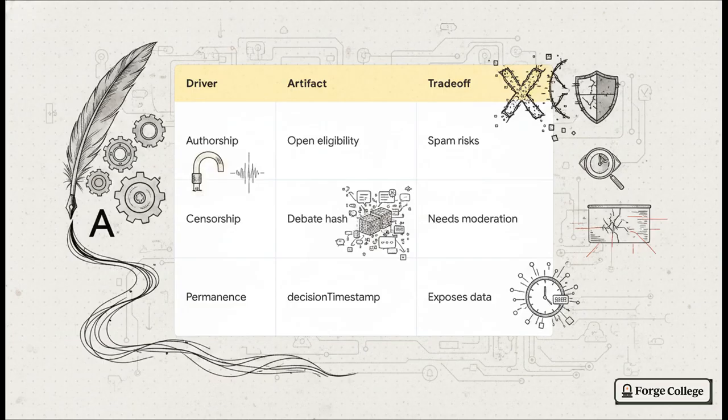Or look at minimal censorship. We want open debate, so we store a public debate thread hash. But total openness invites malicious garbage, which means, you guessed it, we suddenly need off-chain moderation. Every single philosophical choice carries a mechanical cost.